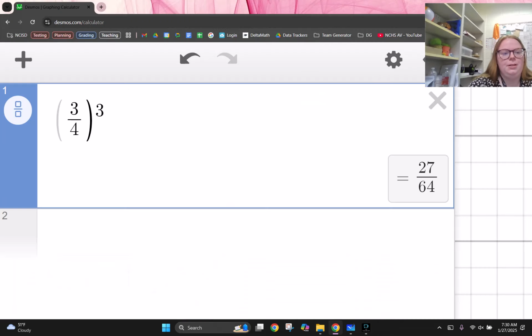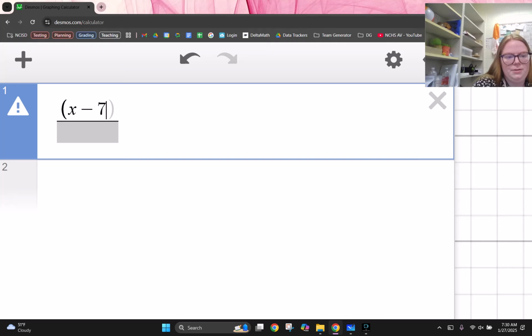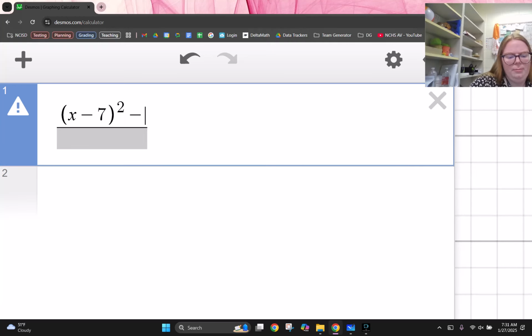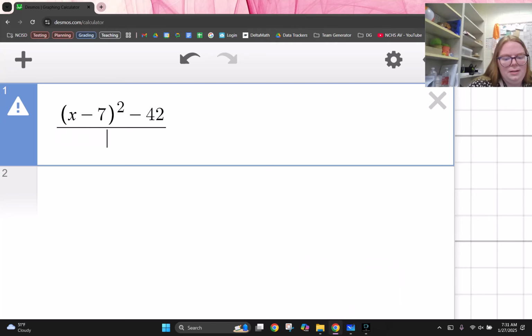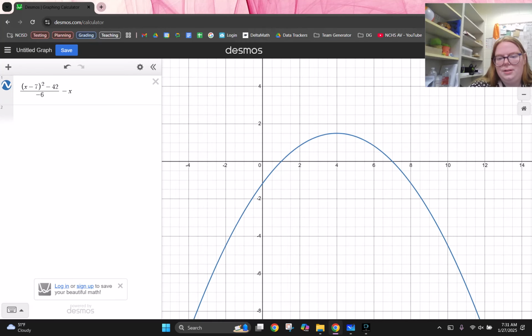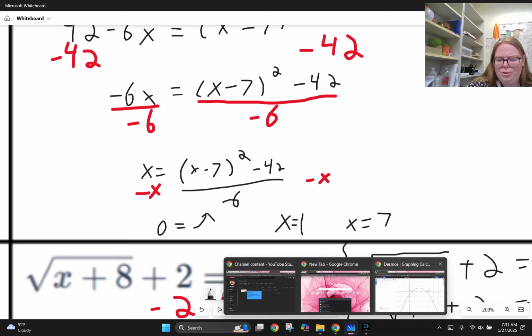So now to actually solve that quadratic, we're going to graph it. So always type that fraction bar first, and you've got x minus 7 squared minus 42 on top. Just going to verify. It's divided by negative 6, and then we have minus x. You'll look at your quadratic, looking for those x-intercepts of 1 and 7. So x equals 1. Oops, I did not write the equal sign. X equals 1 and x equals 7.